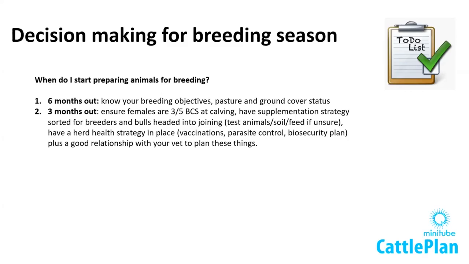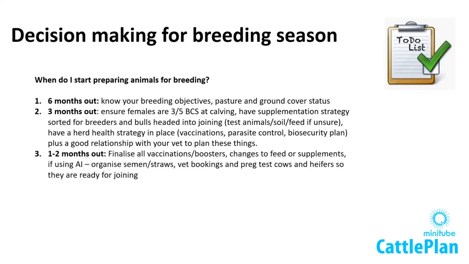Try and develop a good relationship with your vet, because they can help you with a really good herd health strategy. So with your vaccinations, your biosecurity plans, parasite control, all of that leads into better prepared breeders for a season. Then when we get to 1 to 2 months out from joining, you can start finalising all your vaccinations and boosters, and changing any feeds that you may want to, or bring in any supplements, because we need those animals going forward at joining.